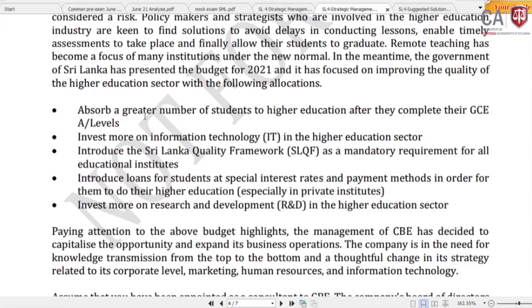Invest more on information technology in the higher education sector. So, the government wants to invest more on information technology in the higher education sector. Introduce the Sri Lanka quality framework as a mandatory requirement for all education institutes.